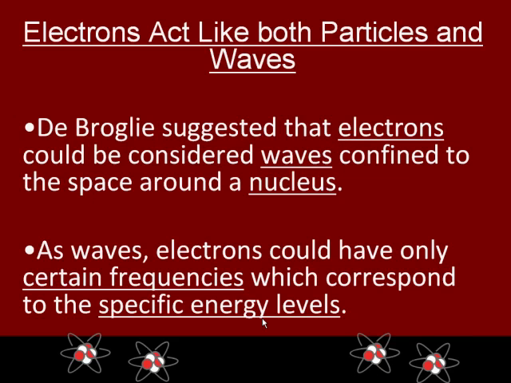So our current model of the atom is referred to as the quantum model of the atom, and it believes that electrons act like both particles and waves. De Broglie suggested that electrons could be considered waves confined to the space around a nucleus. Okay. And we get this wave idea from the fact that we can get this line emission spectrum. We get the idea that they behave like particles because of things such as diffraction, which is something that you'll spend more time looking at in physics class. So again, as waves, electrons could only have certain frequencies which correspond to specific energy levels.